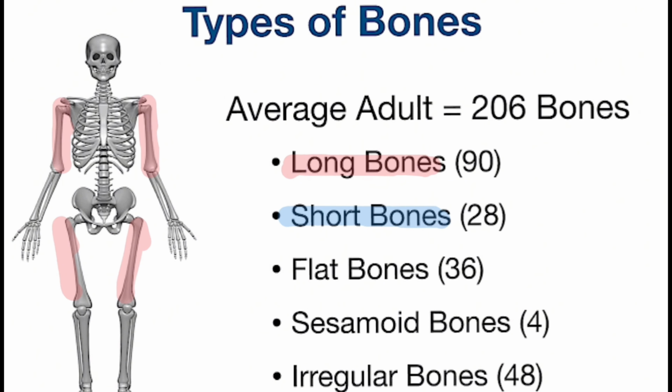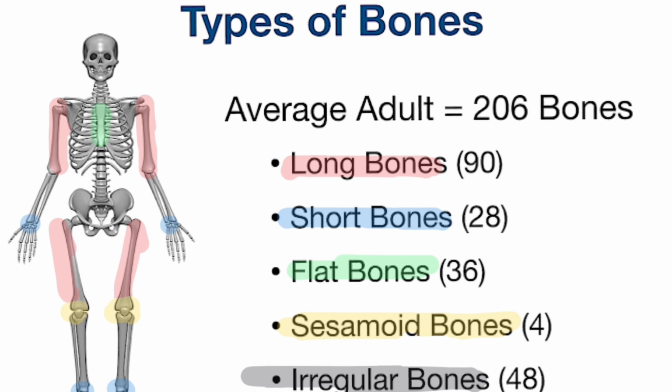Then we have short bones, and there are 28 short bones. Carpal bones and tarsal bones are considered short bones. Then we have flat bones. We have 36 flat bones, and the sternum is one of them. It is located in the middle of the thoracic cage, or thorax. Then we have sesamoid bones. We have 4 sesamoid bones, and the patella is the most famous sesamoid bone.